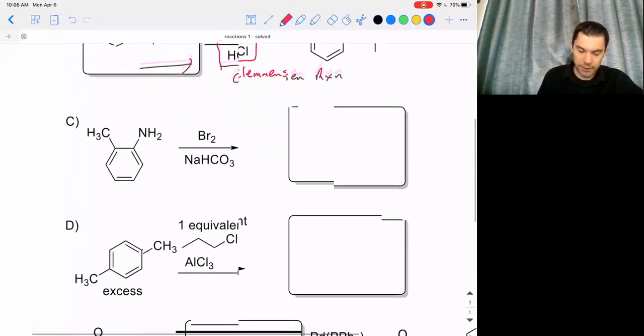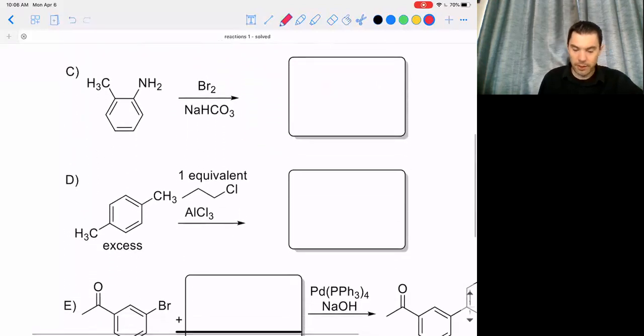Okay, moving down to C. This one is, let me see here, bromine. So that's a very common electrophile for an electrophilic aromatic substitution. We're given a modestly strong base, so sodium bicarbonate is not a strong base, but it is a weak buffering base. And then if we look at our starting material here, we'll notice that we have 2 activating groups, both the NH2 and the CH3.